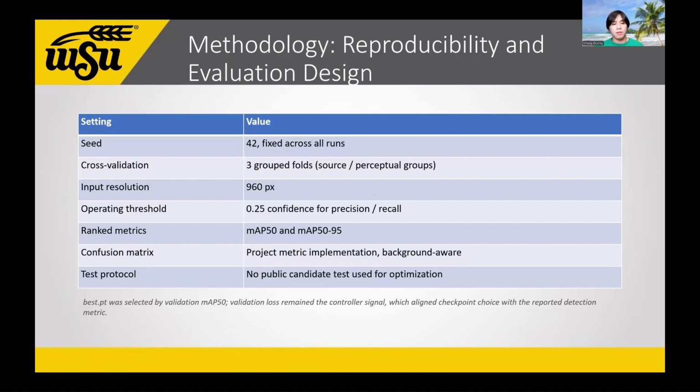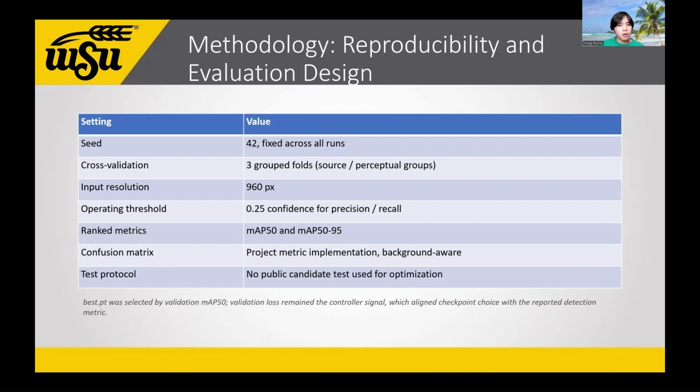To keep this reproducible, I fixed the seed at 42, used three group folds, trained at 960 pixel resolution, and evaluated precision and recall at 0.25 confidence threshold. I rank models by mAP50 and mAP50-95, use a confusion matrix, and never touch the public candidate test for optimization.